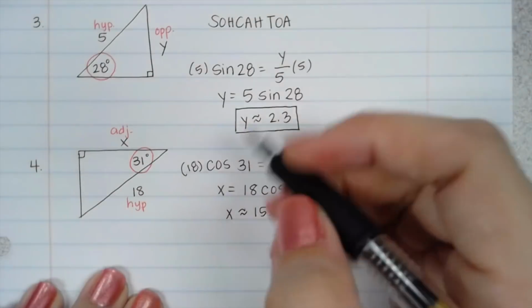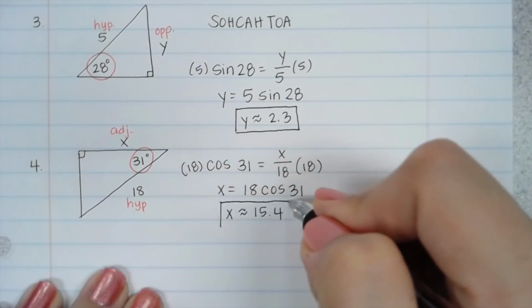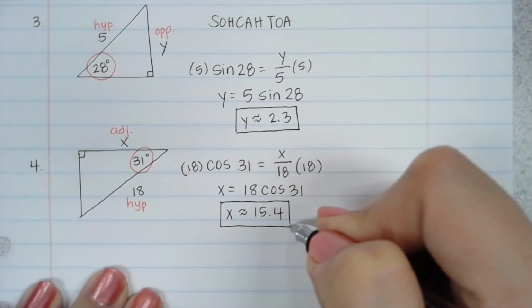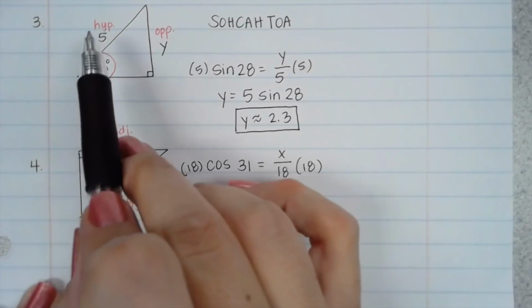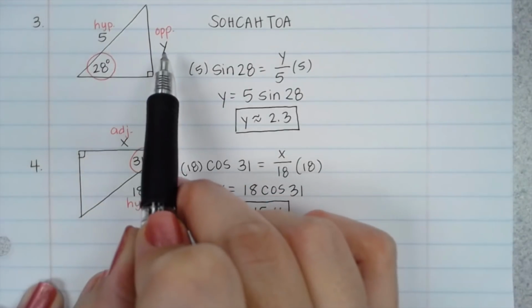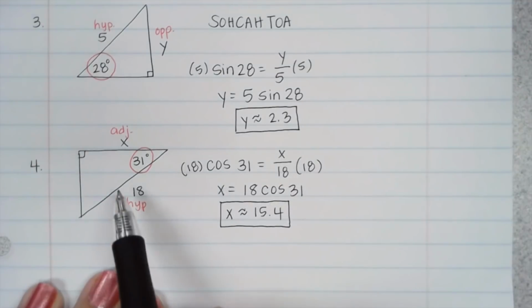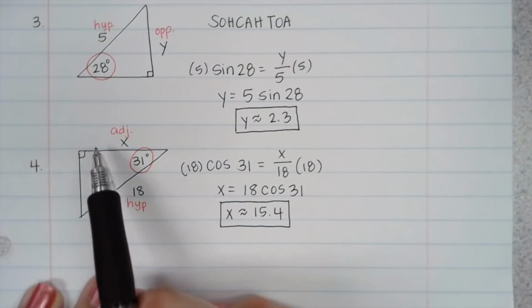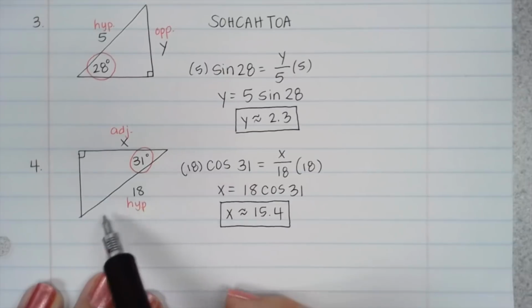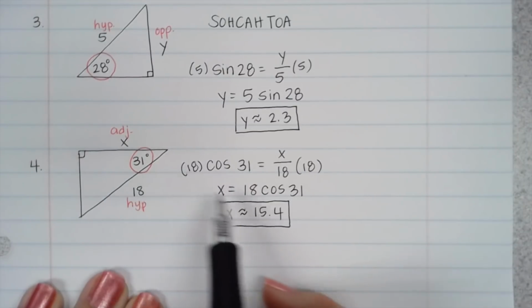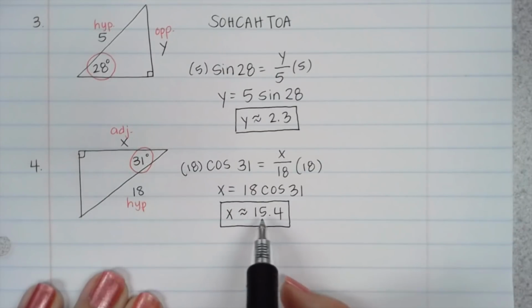A good way to check your answers to these questions is you remember that the hypotenuse of a right triangle has to be the longest side. So on this one, the hypotenuse was 5, and I was solving for this side, so I knew my answer had to be less than 5 or else it's wrong. On this one, my hypotenuse is 18, and I'm solving for this side. Because the hypotenuse has to be the longest side of a right triangle, you know that if you get an answer that's bigger than 18 for this side, it means you made a mistake and you should go back and check your work.